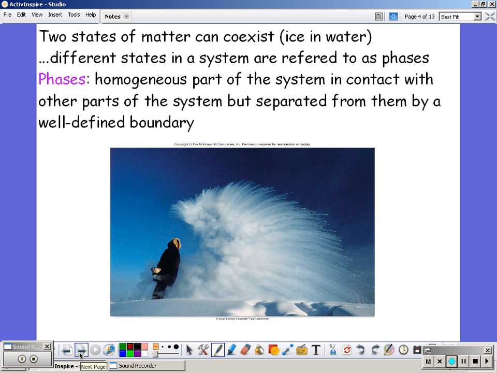So two states of matter can coexist, for example, ice and water. Or if we look at this picture, we have solid and air. The different states in the system are referred to as phases. A phase is a homogeneous part of a system in contact with other parts of the system, but separated by a well-defined boundary. And we can usually see that. So we can see our ice cube floating in our liquid. There's a defined boundary there of the ice cube.